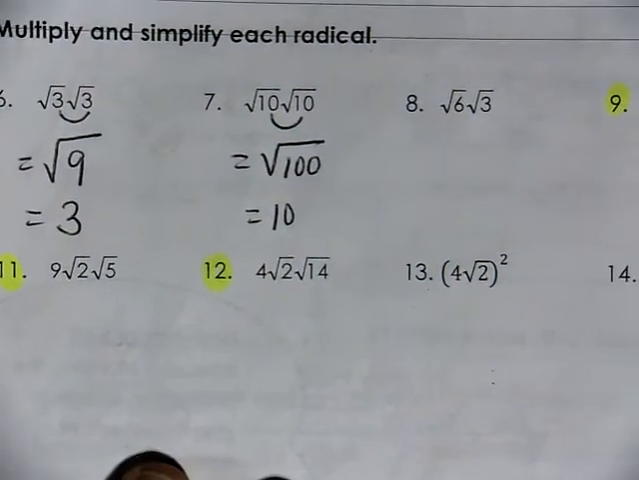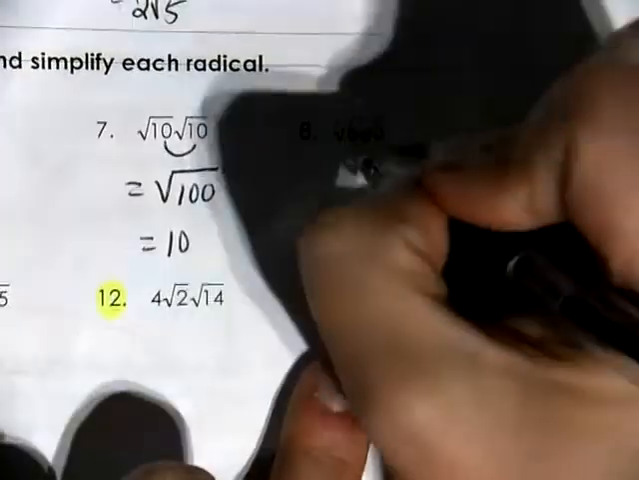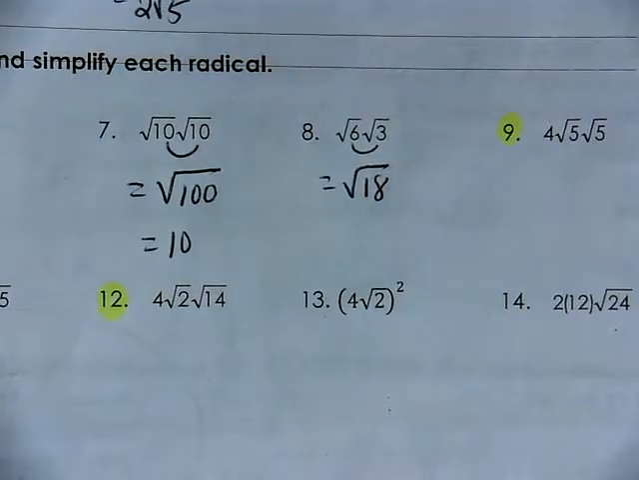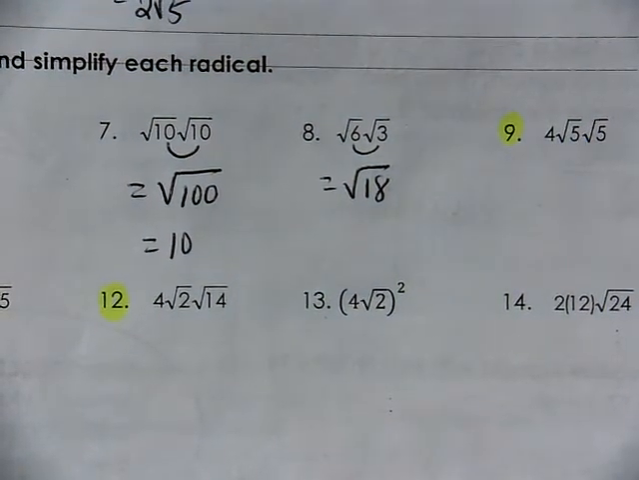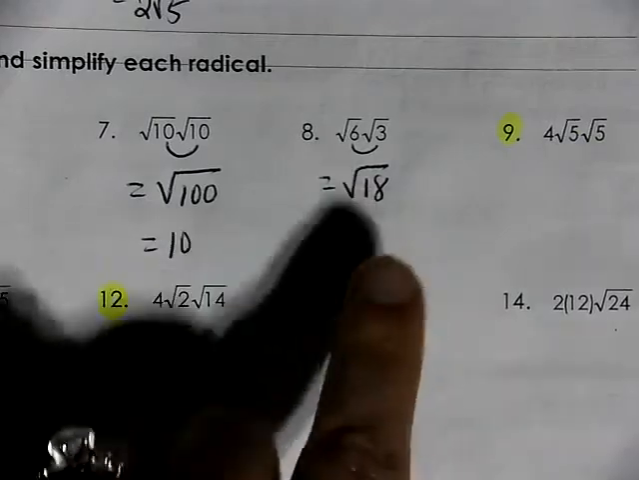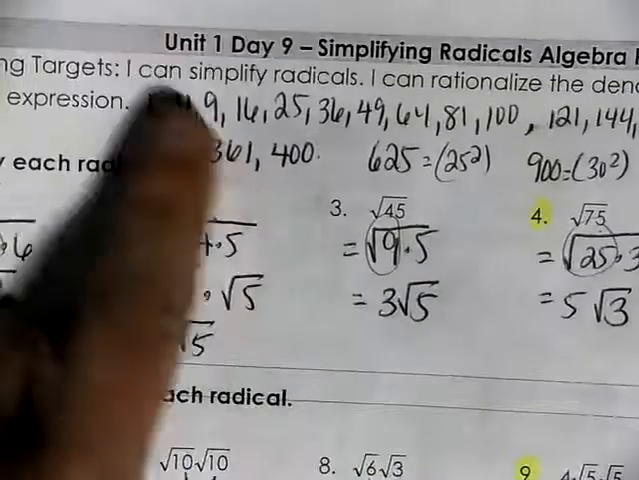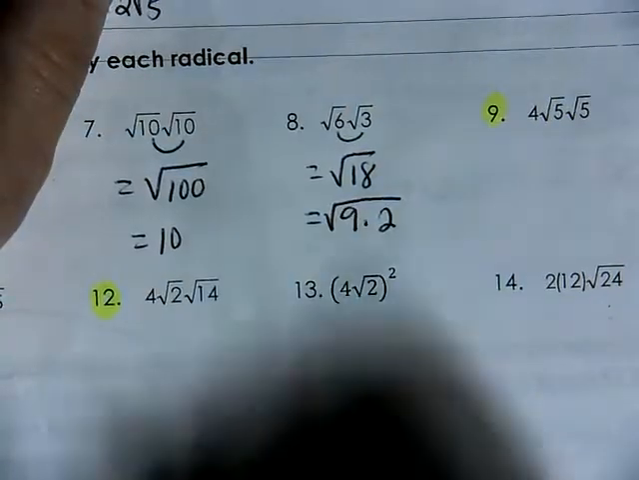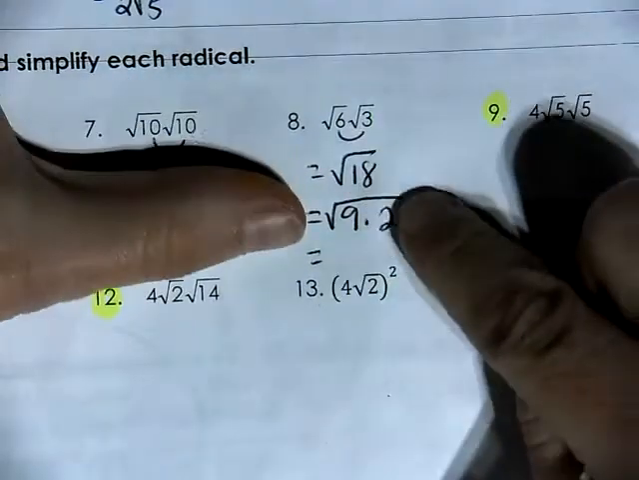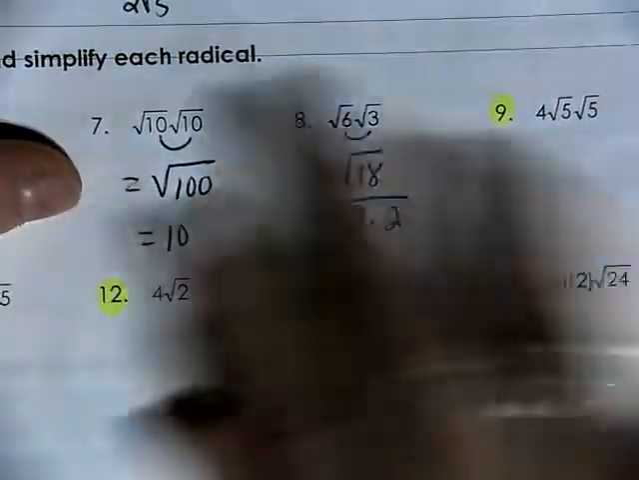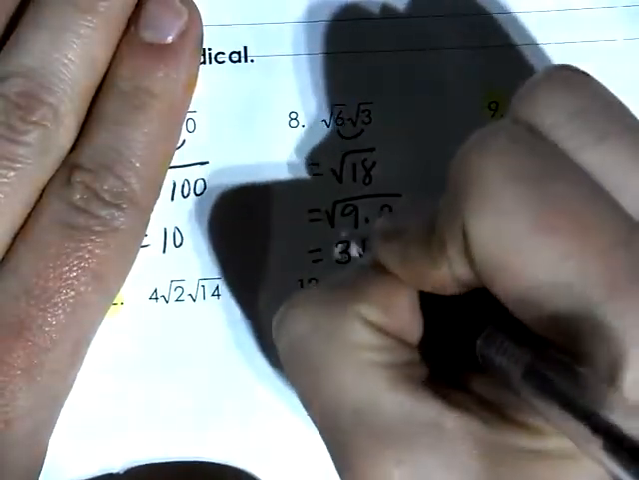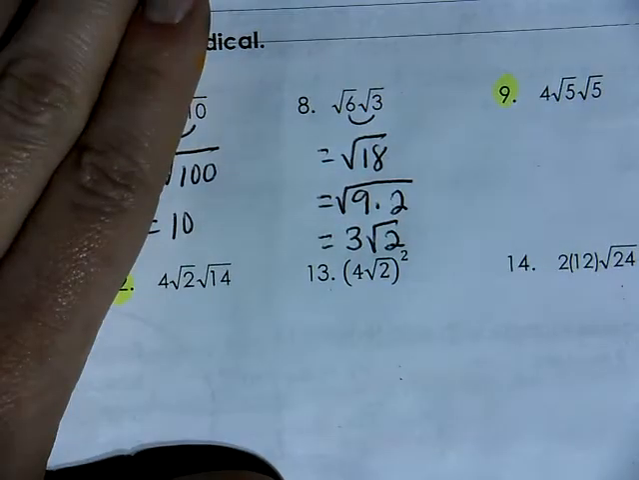Number 8, though, is a little bit different. This one I'm going to multiply 6 times 3, and I end up with the square root of 18. Now, 18 has perfect square factors. The perfect square factor that can go into 18 is 9. 9 can go into 18. So this is 9 times 2 underneath the radical. Notice that I keep the radical each time until it's gone. So I have the square root of 9 is 3. 3 times the square root of 2.